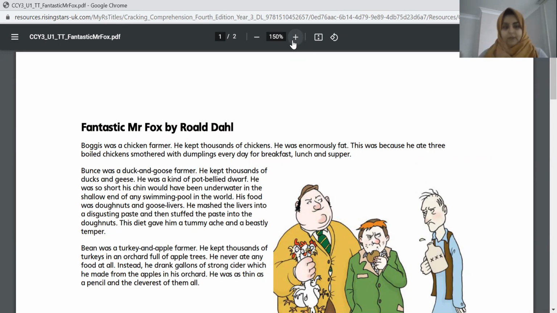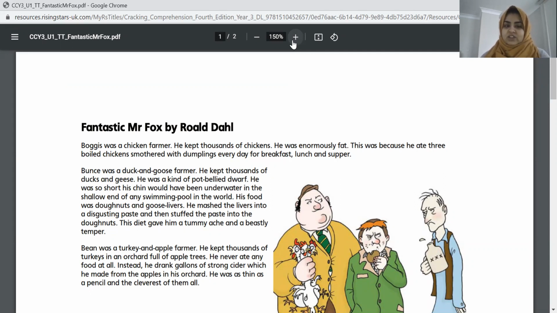Okay, fantastic. Fantastic Mr. Fox by Roald Dahl. Boggis was a chicken farmer. He kept thousands of chickens. He was enormously fat. This was because he ate 3 boiled chickens smothered with dumplings every day for breakfast, lunch, and supper. Bunce was a duck and goose farmer. He kept thousands of ducks and geese. He was a kind of pot-bellied dwarf.